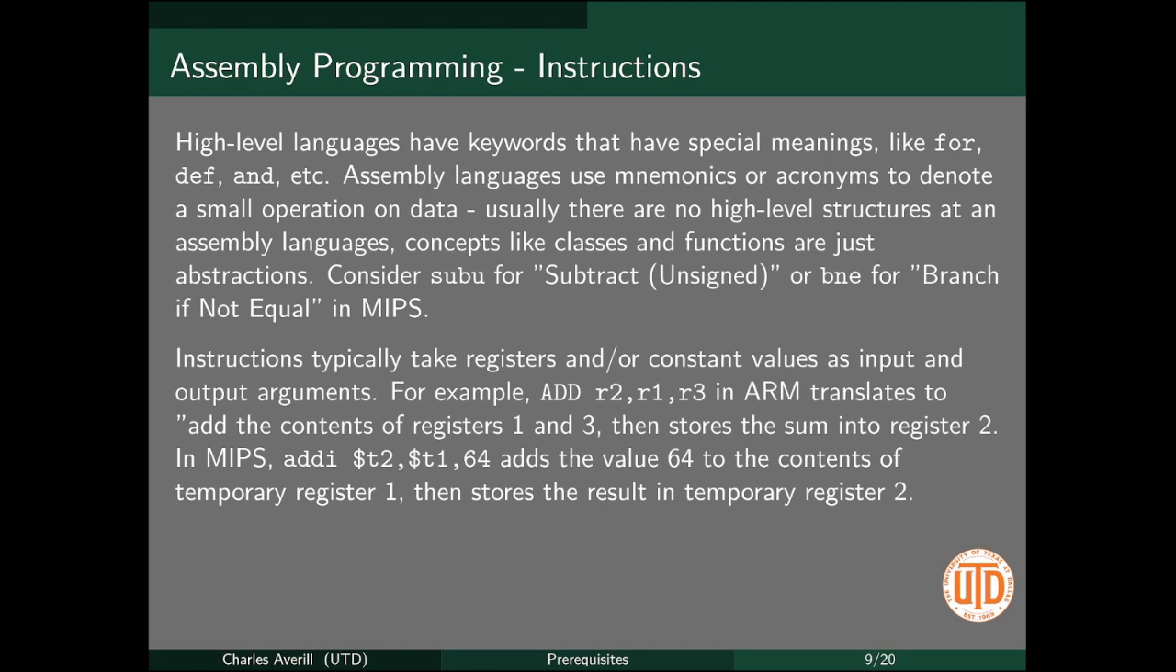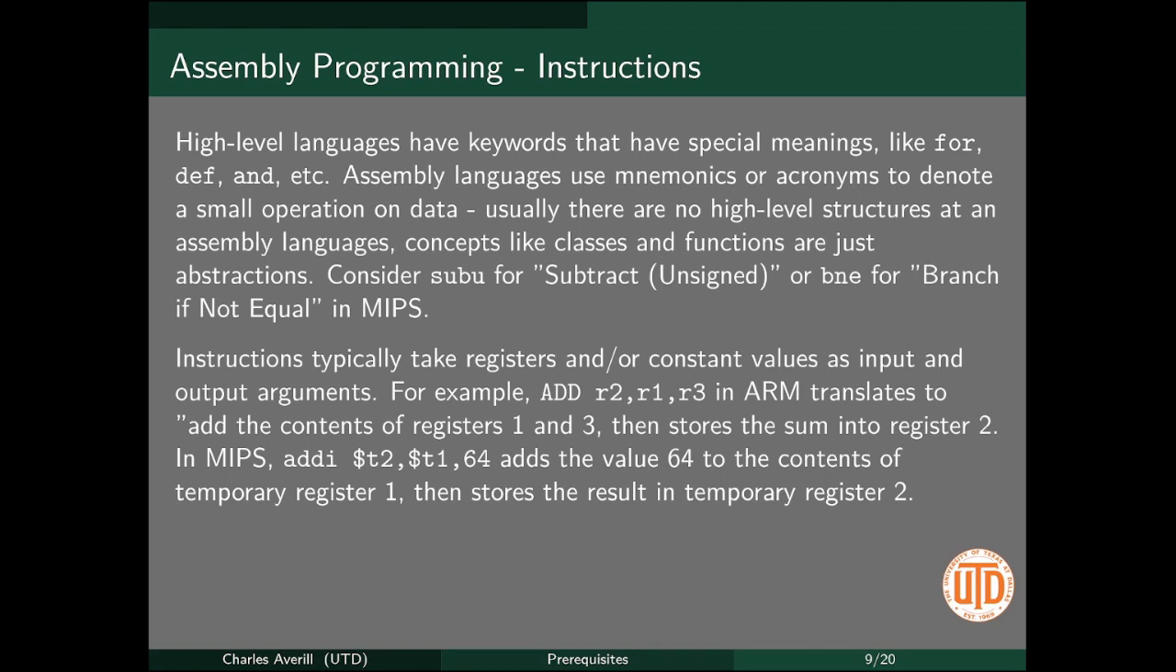Instructions are usually going to take registers and/or constant values as input and output arguments. For example, if we have an add instruction, it's going to take in 3 arguments. And for this one example, we've got R2, R1, R3. What this translates to is add the contents of registers 1 and 3 and then store them into the register R2, or store the sum of those 2 registers into R2.